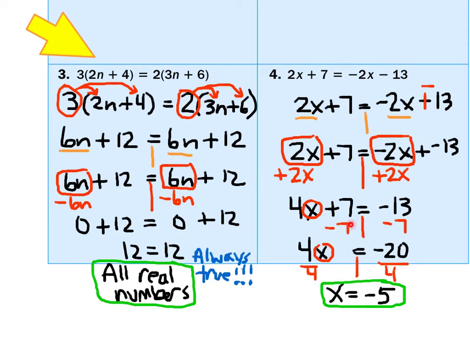Positive 7 plus negative 7 destroy each other. They become invisible. They're 0. They're gone. Let the equal sign come down. And then negative 13 plus negative 7 makes negative 20. So you have 4x equals negative 20.